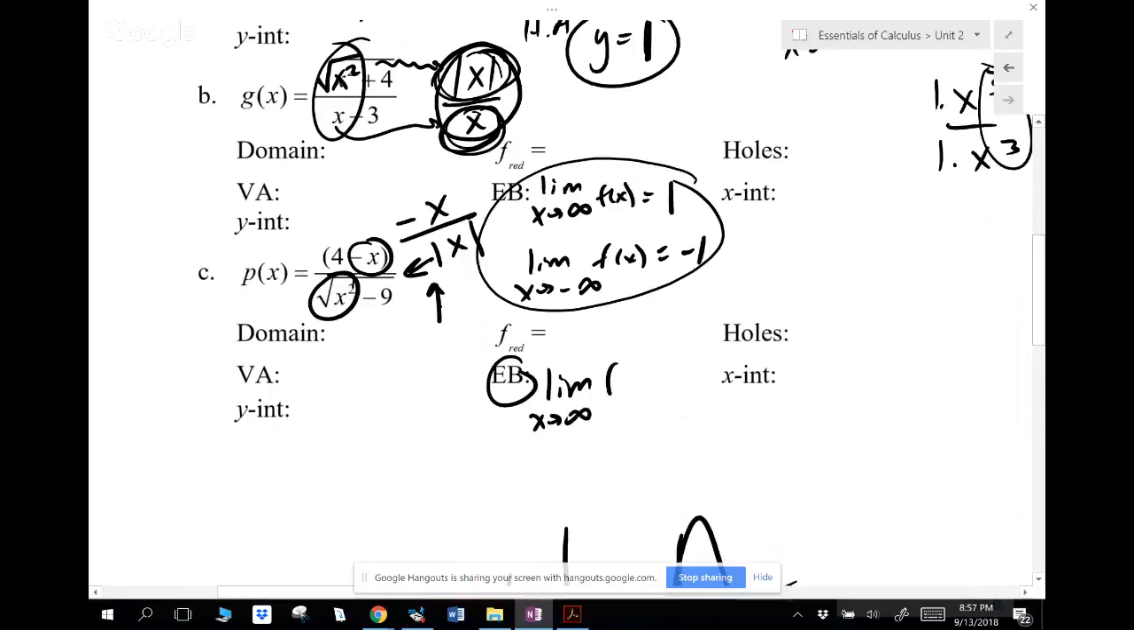So as it approaches positive infinity, it's actually going to be -1, because this right here is going to make it negative as I go to positive infinity. And then as I go to negative infinity, it's going to be +1 because, you know, a negative times a negative is a positive. So that one is a little trickier.